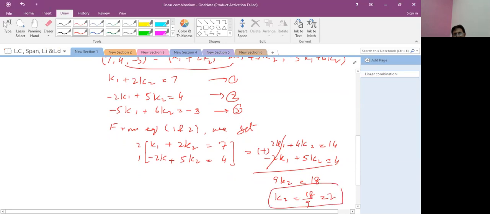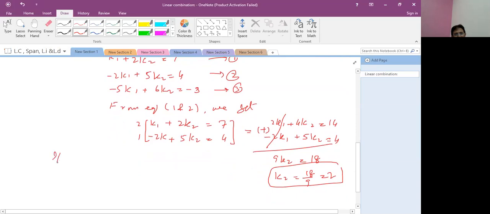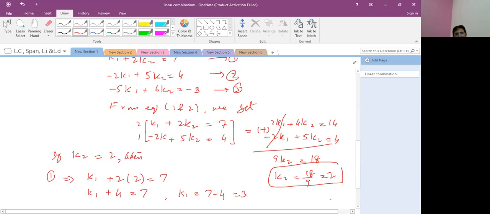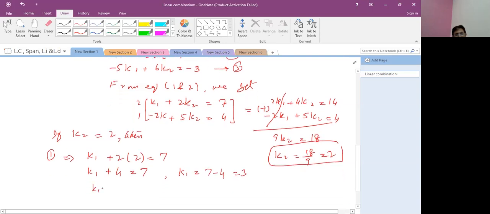So we determine the value of K2. If K2 equals 2, then K1: in equation 1, when we put K1 plus 2 times K2, which is 4, equals 7. So K1 equals 7 minus 4, which equals 3. So student, K1 equals 3 and K2 equals 2.